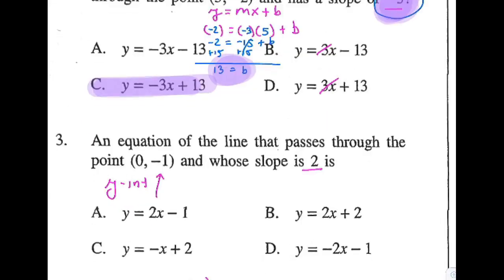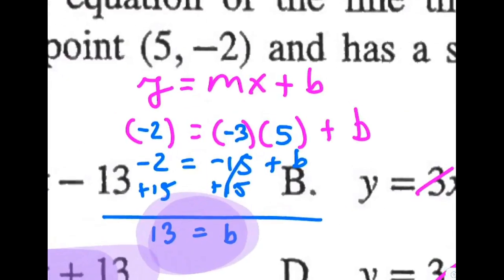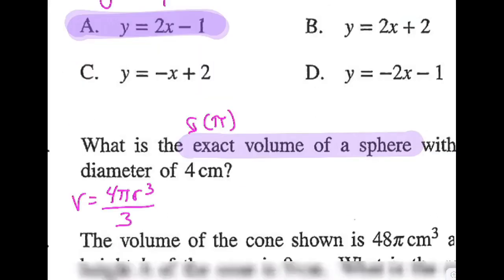Number 3 is an easier version of number 2 because the point they give you happens to be on the y-axis. It's the y-intercept. You could go through and do this process again, but if you recognize that (0, negative 1) is the y-intercept, you have your slope and your y-intercept already. So which one has a slope of 2 with a y-intercept of negative 1? Choice A.